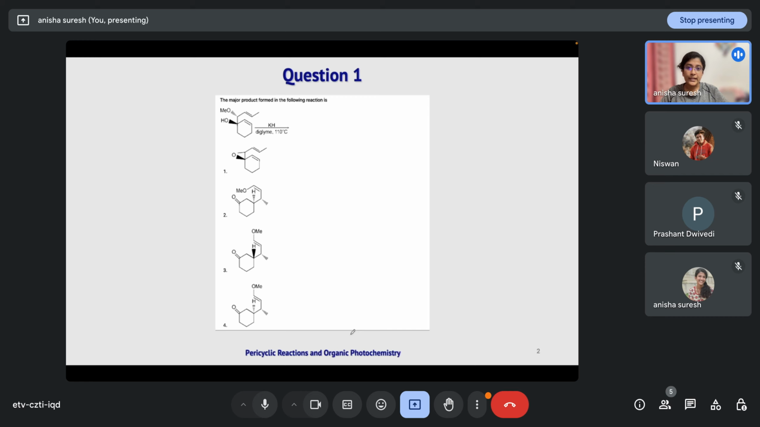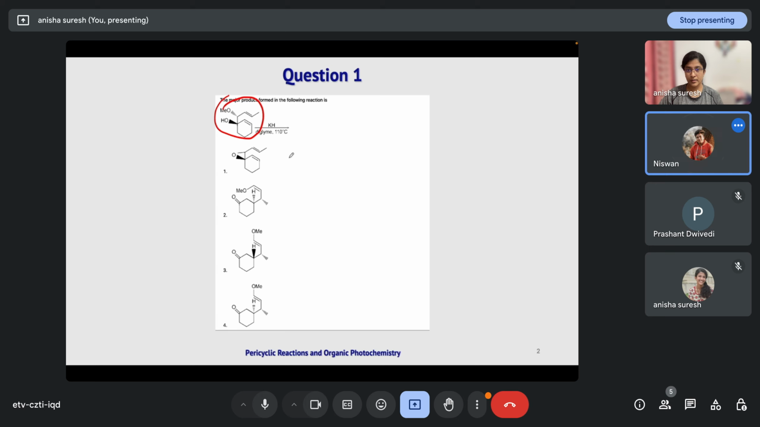So the major product formed in the following reaction is, so here this is the starting material given. It is treated with KH and diglyme at 110 degrees Celsius. So what sort of reaction will be taking place here? Anyone?